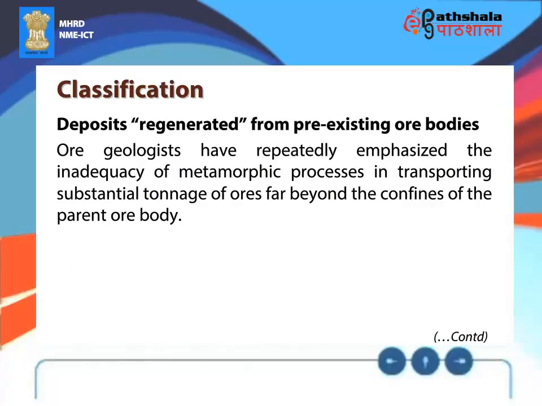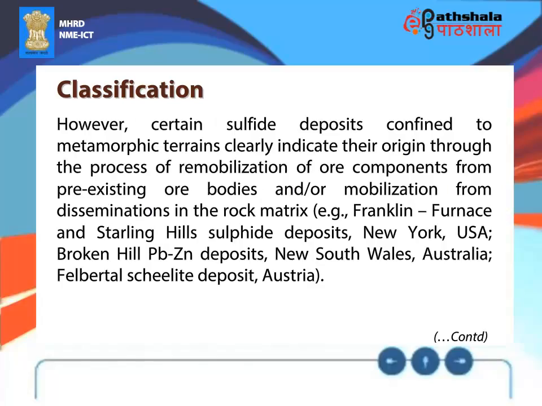Ore geologists have repeatedly emphasized the inadequacy of metamorphic processes in transporting substantial tonnage of ores far beyond the confines of the parent ore body. However, certain sulfide deposits confined to metamorphic terrains clearly indicate their origin through the process of remobilization of ore components from pre-existing ore bodies and/or mobilization from disseminations in the rock matrix. Examples: Franklin Furnace and Sterling Hill sulfide deposits, New Jersey, USA; Broken Hill lead-zinc deposits, New South Wales, Australia; Felbertal scheelite deposit, Austria.